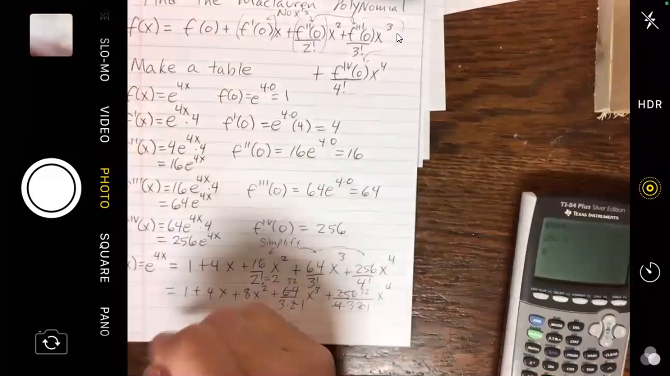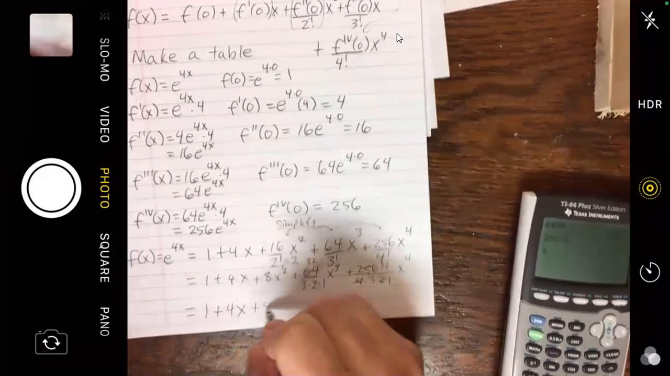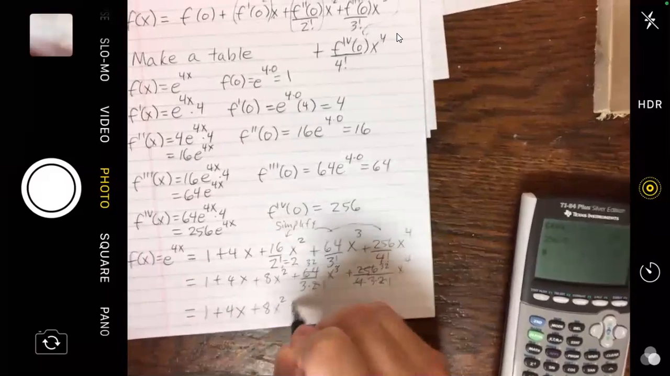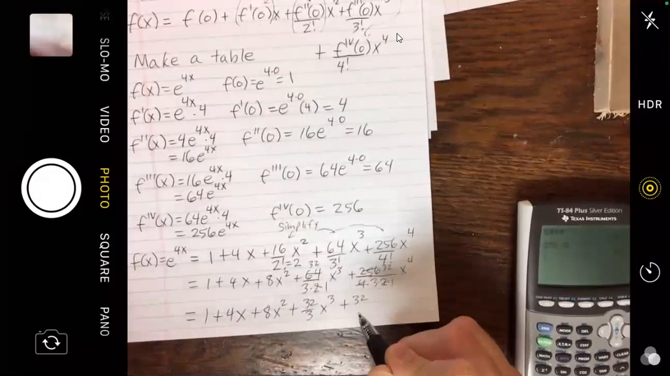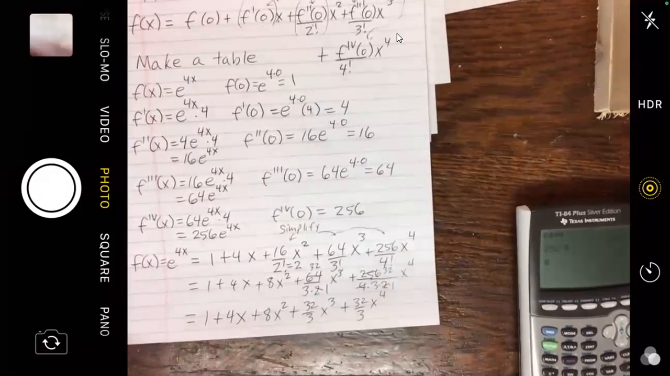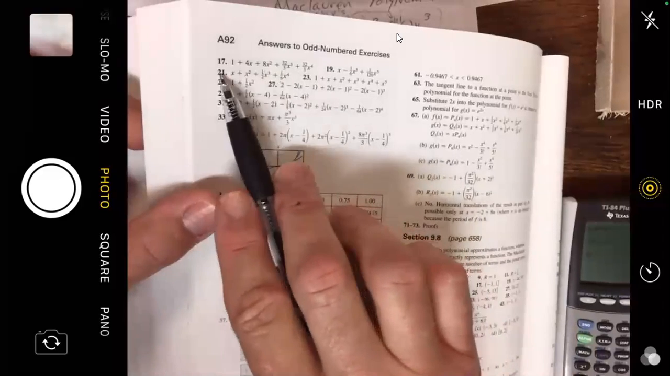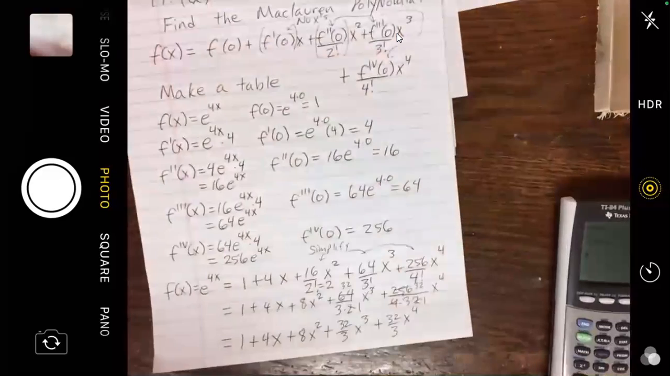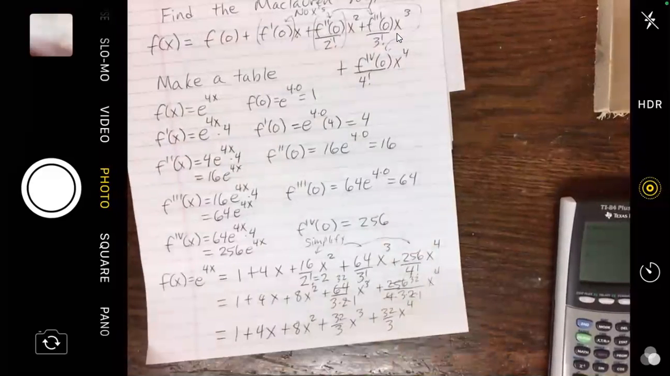So finally, you're going to have a 32 over 3 x cubed and a 32 over 3 x fourth, both of them work out to 32 over 3. And that's what the book has. Questions about that? Nope.